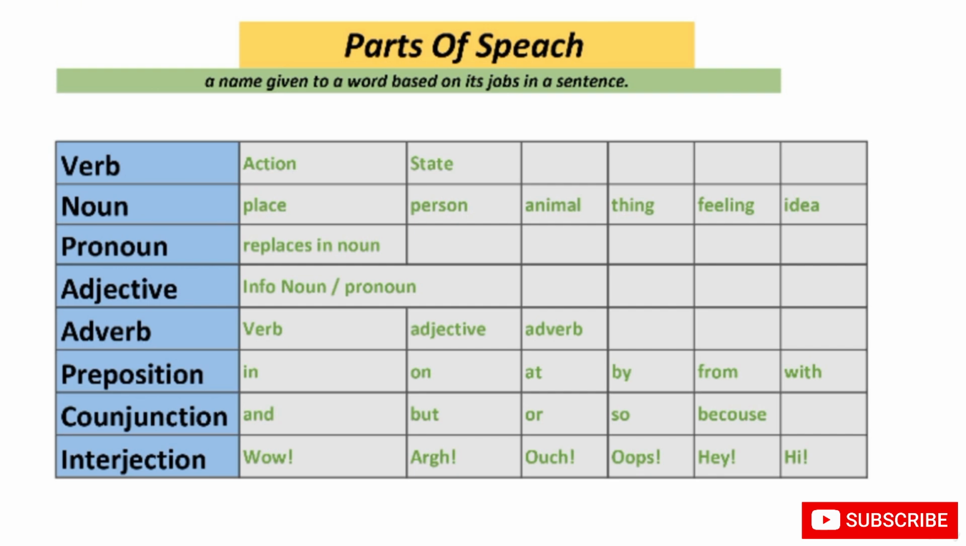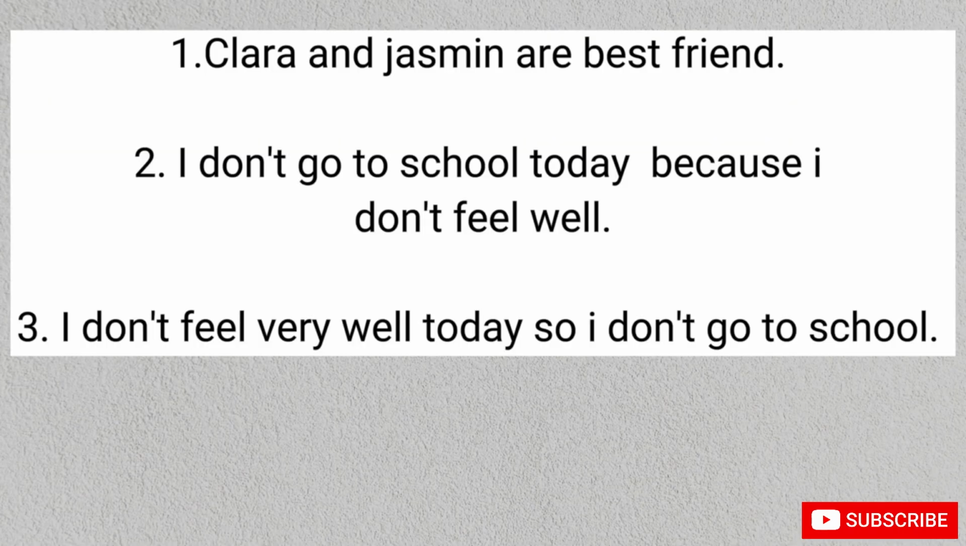For example, in the sentence, Clara and Jasmine are best friends. Can you say which the conjunction is? The conjunction is and, and it helps to connect Clara and Jasmine, both of which are nouns. But conjunctions can even connect sentences.